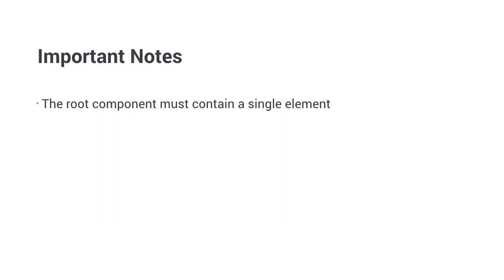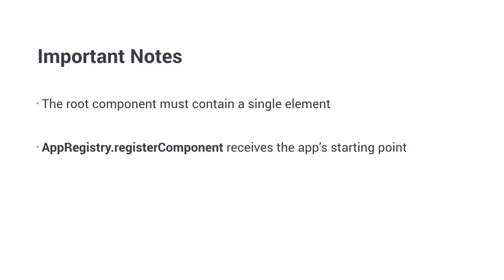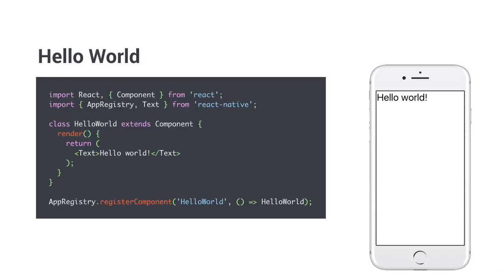Each app has a root component that nests all other components. This root component is defined by the app registry. You can import it from the React Native package as well, and call register component on it. You pass the component name as a string as well as an anonymous function that returns the class. When you put that into your index.js file, the result will be like shown on the right.